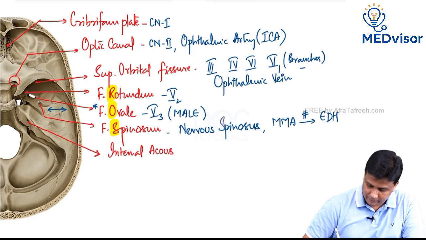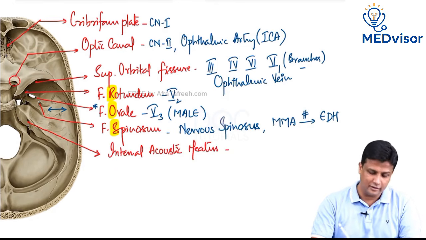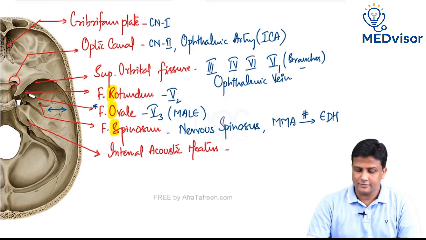So this opening is the internal acoustic meatus. Now, come on, follow again the sequence of the cranial nerves. Till now, how many cranial nerves have been completed, guys? Totally 6 cranial nerves we have completed.